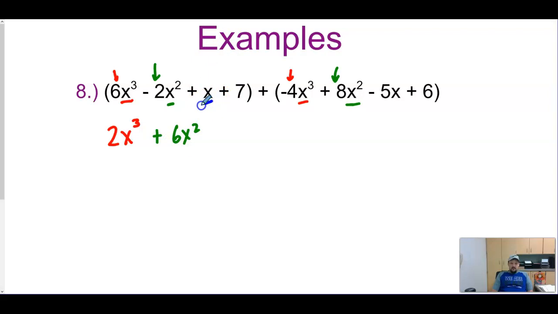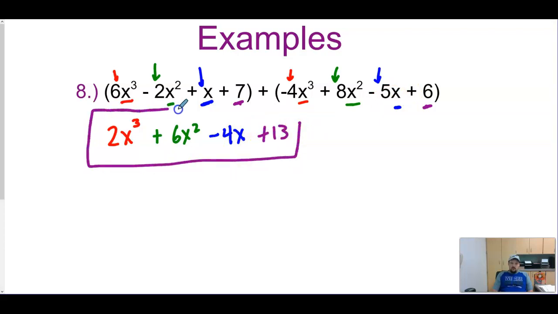Okay, and now I have a regular x and a regular x, and there's always a 1 in front. So 1 plus negative 5 is negative 4x. And then we have a constant of a 7 and a 6. They're both positive, so 7 plus 6 gives me a plus 13. And there is my new polynomial once I add those two together.